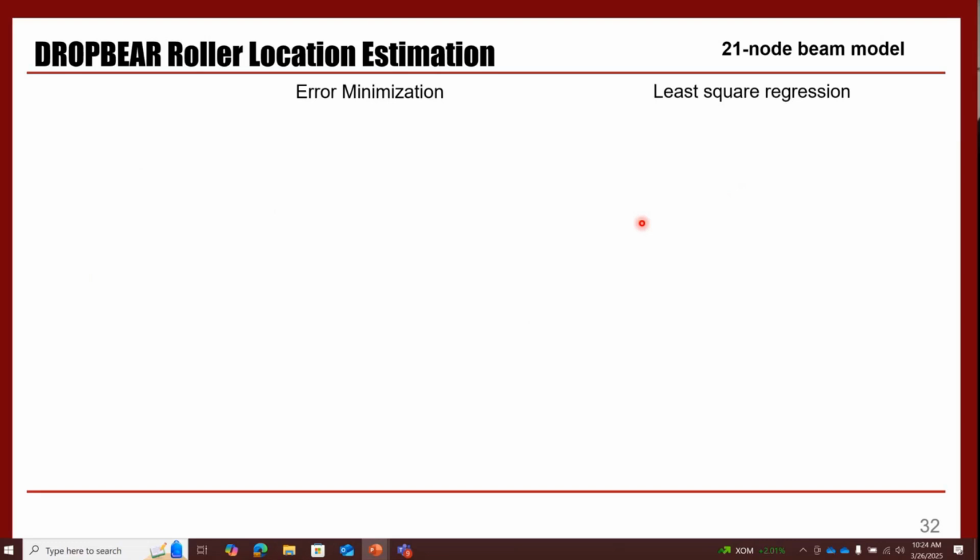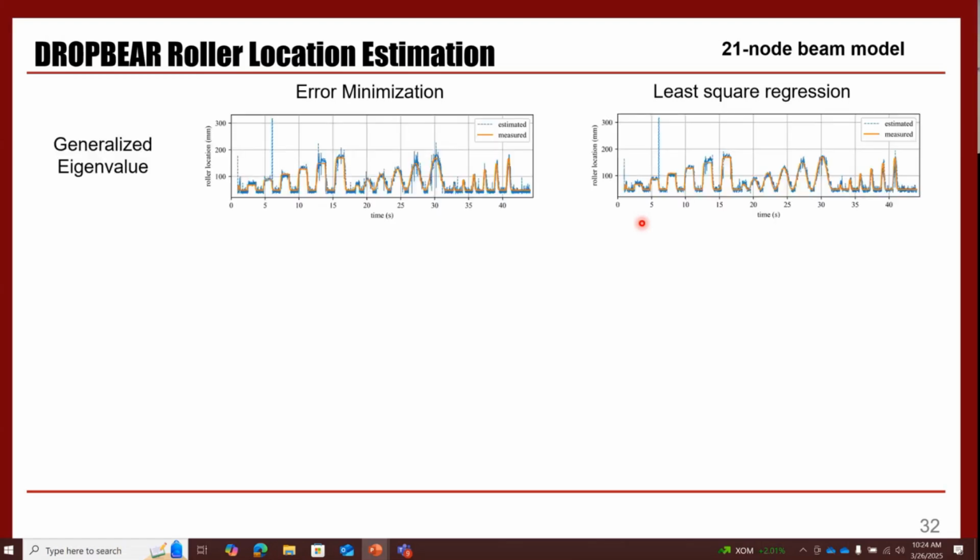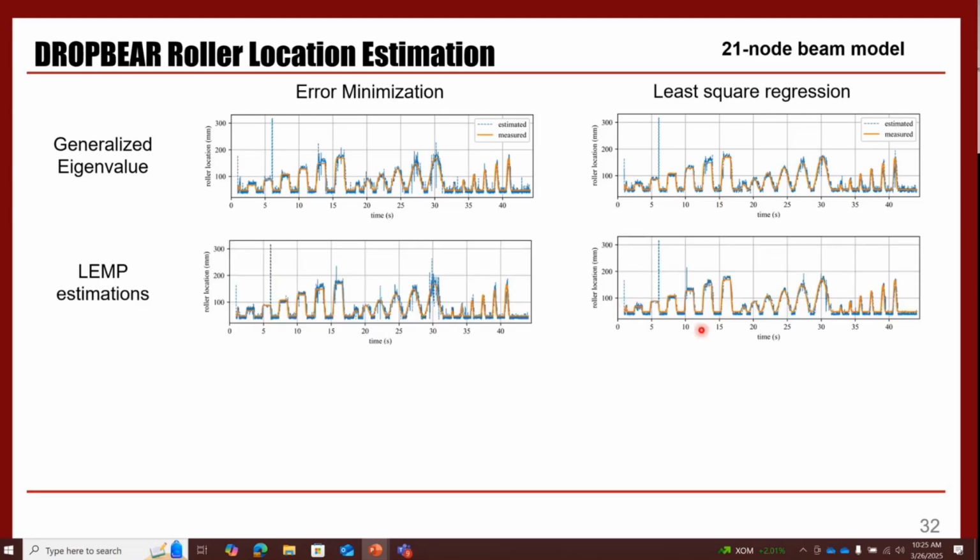So here is the result for a 21 node beam that we did. We modeled the beam with 21 nodes first, and for the generalized eigenvalue solver, here's the state estimation result, which is good. And the LAMP result is very similar to the generalized eigenvalue solver, because the accuracy of both techniques is similar.